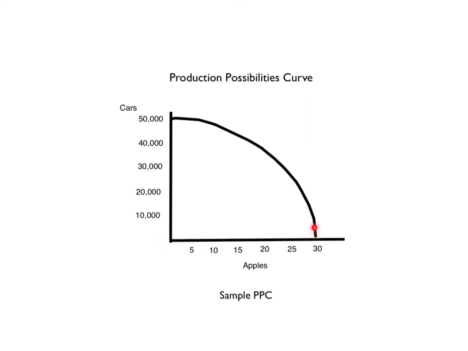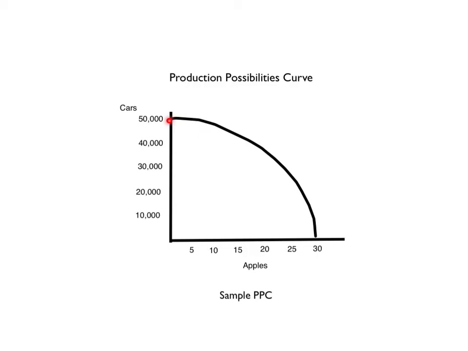So if we're willing to give up 5 million bushels of apples, we could go from 0 cars to, looks like maybe 30,000 cars. And if we're willing to give up another 5 million bushels of apples, maybe we can go from 30,000 to 40,000. And then up to maybe 42,000 and 45,000 and then 50,000. Okay, so this shows us the maximum that we could possibly produce given all of our resources.